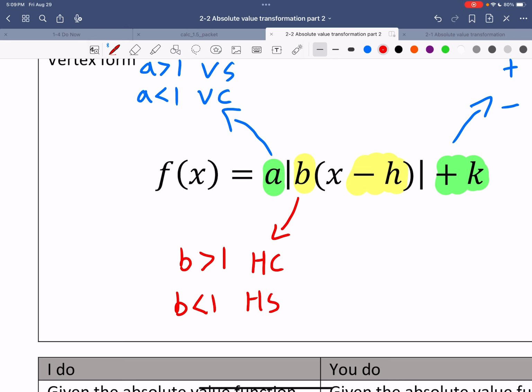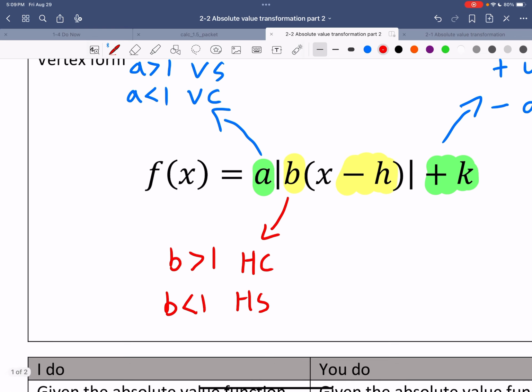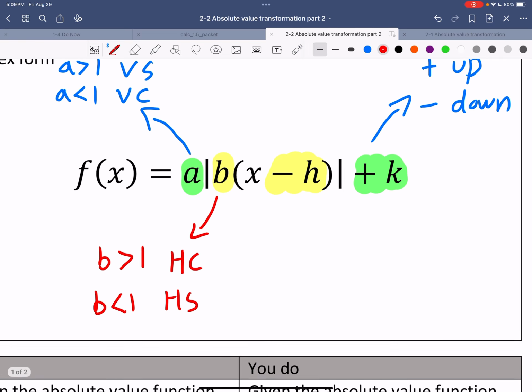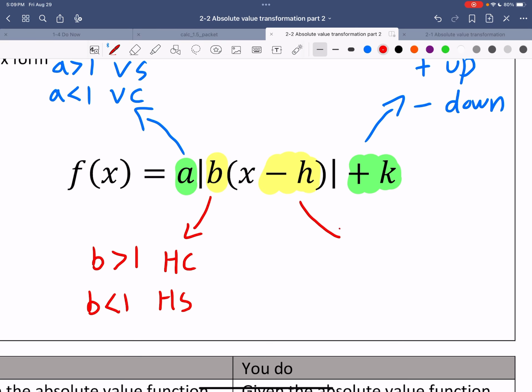So that's the only thing that I just added compared to the previous lesson. Everything else should be the same. For example, H, same thing. Everything will work opposite. If it's negative, it's going to move to the right. If it's a plus, it's going to move to the left.